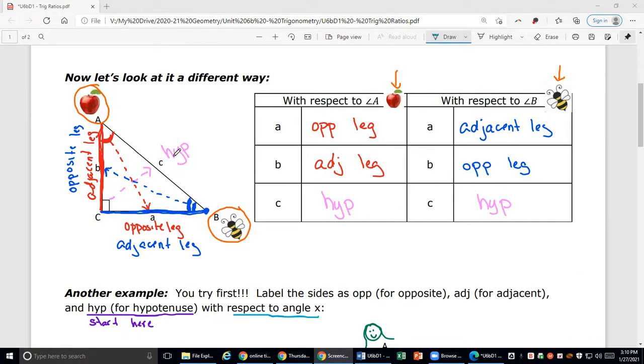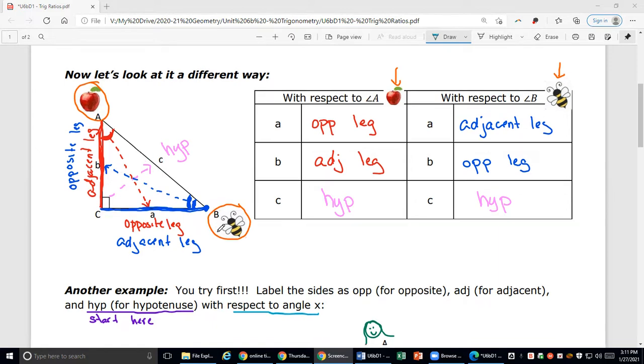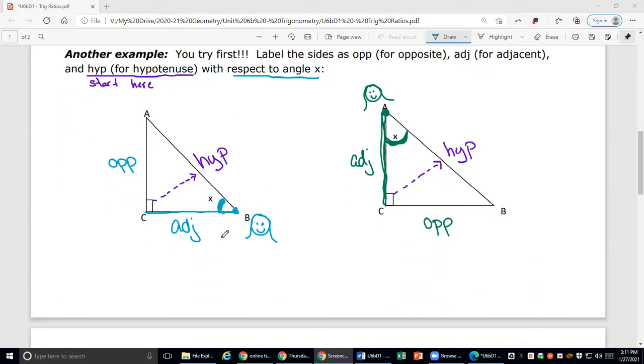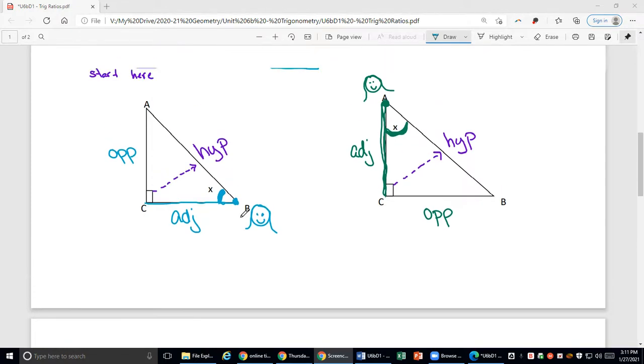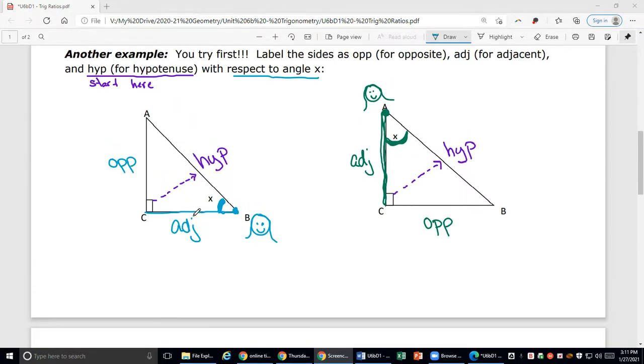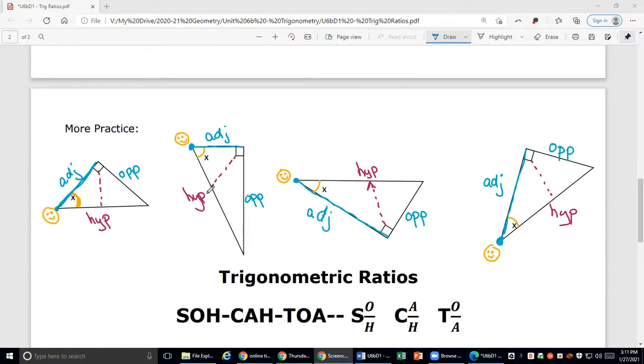We're going to first identify that hypotenuse, and then we're going to say, from an angle's perspective, either in this case A or B, which side would be the adjacent leg right next to that angle, which one would be the opposite leg across from that angle. Then we practiced a few times labeling triangles as adjacent, opposite, and hypotenuse, starting always with the hypotenuse and then usually the adjacent next, followed by the opposite. Okay, and we did that a few times.